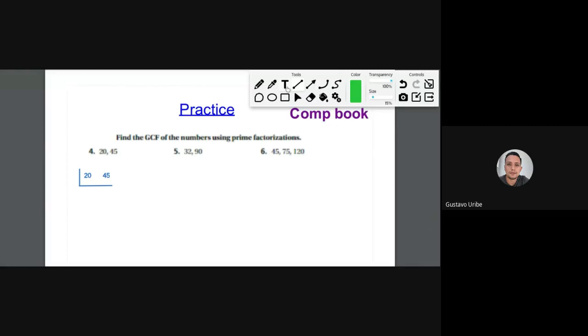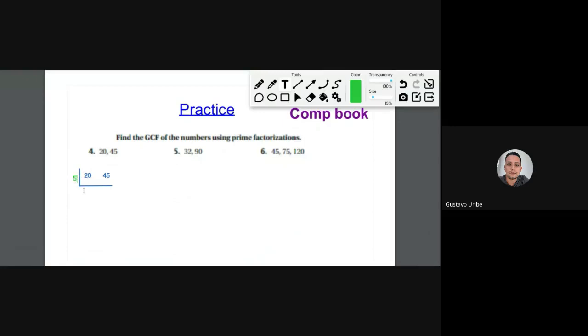So I'm going to start off with the smallest prime number that goes into both 20 and 45. And I mean, 1 does, but we can go higher. Let's see, 2 goes into 20, but not 45. 3, no. 4, no. 5 does. All right, so let's go ahead and do 5.